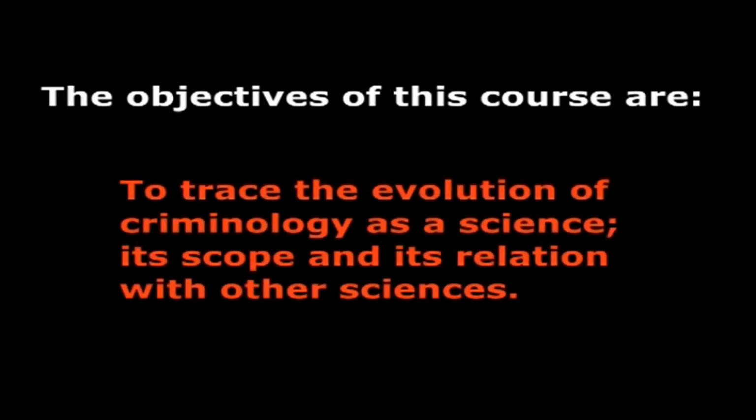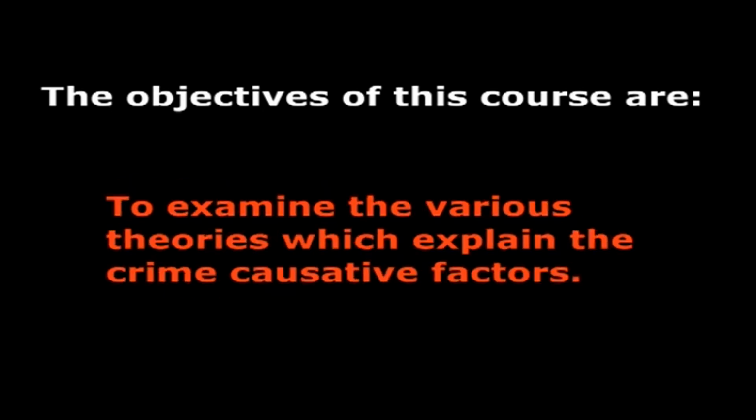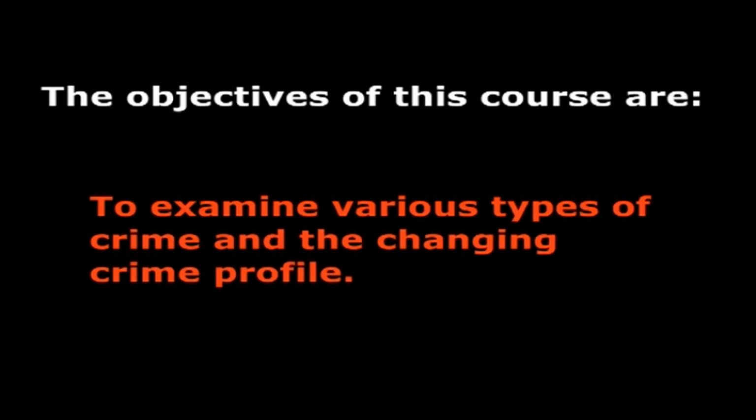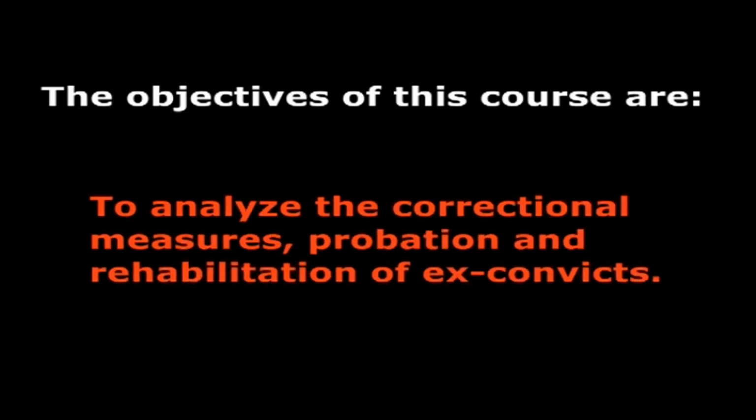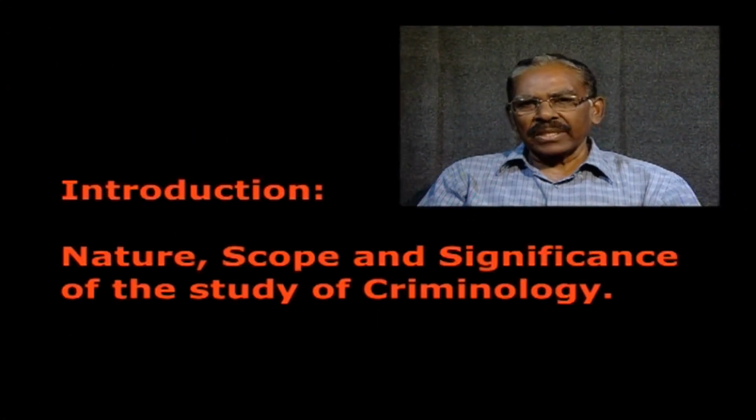The objectives of this course are to trace the evolution of criminology as a science, its scope and its relation to other sciences, to examine the various theories which explain the crime causative factors, to examine various types of crime and the changing crime profile, to examine the various methods of crime prevention, and to analyze the correctional measures, probation and rehabilitation of ex-convicts.